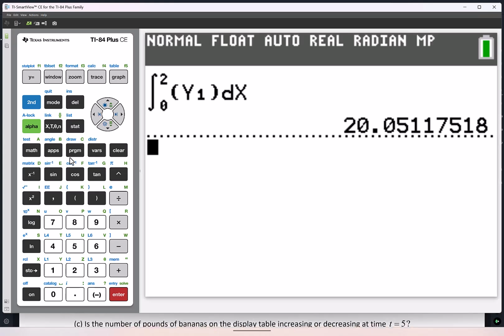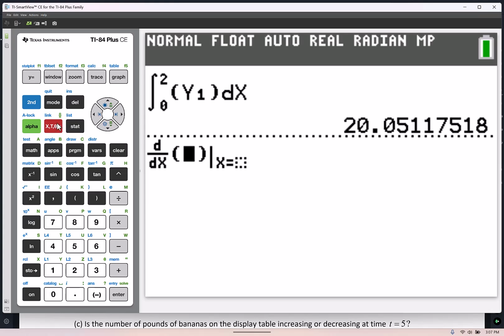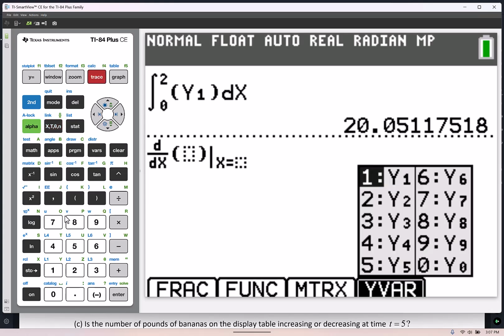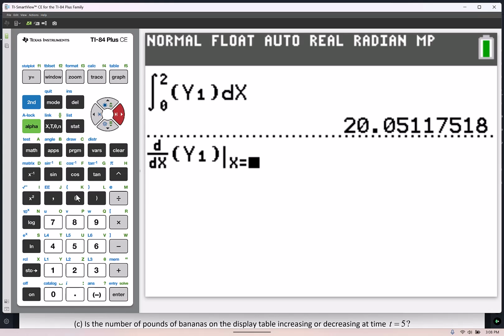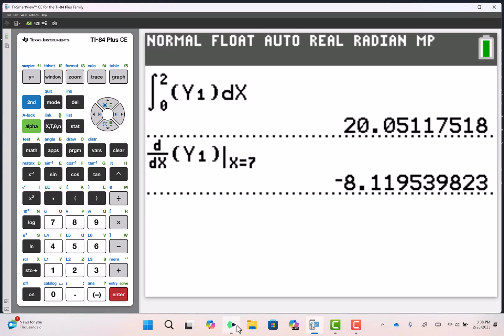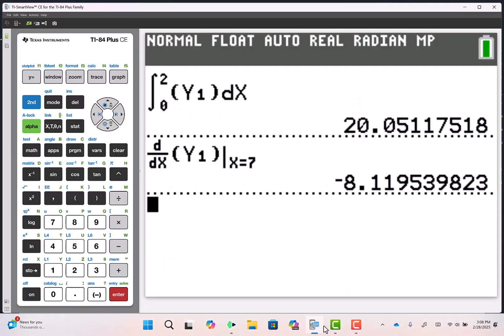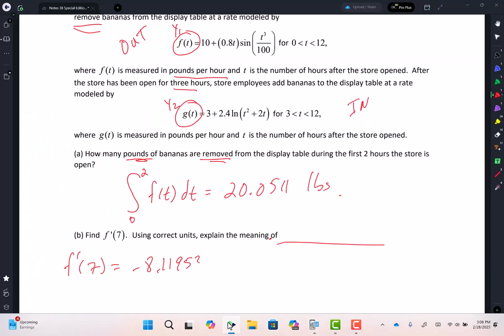So you're going to go math, number 8, numeric derivative, x in here, and then you're going to go alpha trace y1, and you're going to put at x equals 7, and then enter. And there it is, negative 8.119539. Negative 8.1195398. And I need units, pounds per hour.